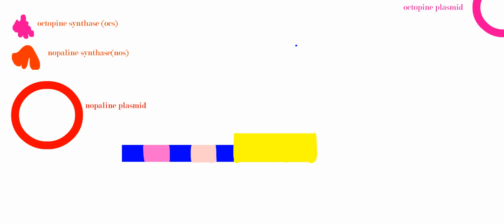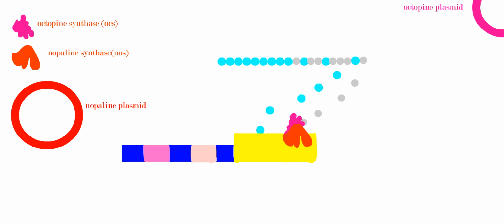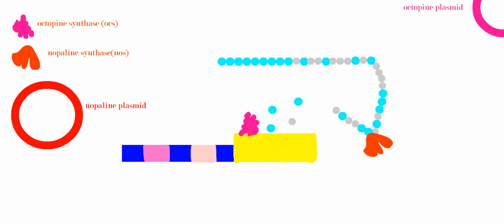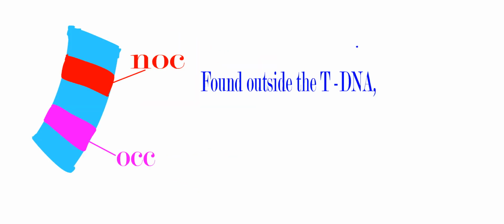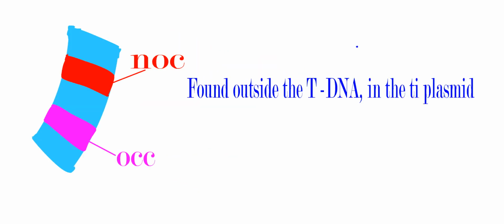An opine synthesis or OS region is responsible for the synthesis of unusual amino acid or sugar derivatives, collectively known as opines. Opine synthesis is controlled by the enzymes octopine synthase and nopaline synthase, at loci called OCS and NOS on octopine and nopaline plasmids respectively. Finally, opine catabolism is controlled by the loci NOC and OCC for nopaline and octopine catabolism respectively. These NOC and OCC genes do not form a part of T-DNA.